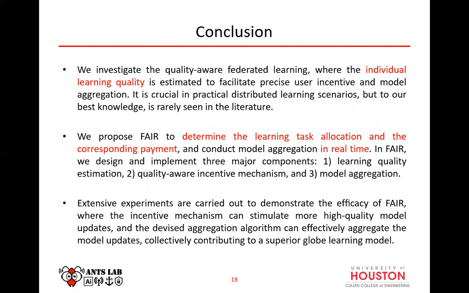And here are the conclusions. The authors investigate the quality of federated learning, where the individual learning quality is estimated. This is crucial, but it's rarely seen in the previous literature. They propose FAIR to determine the learning task allocation and the corresponding payment and conduct model aggregation in real time. The experiments are carried out to demonstrate the efficacy of the FAIR system.